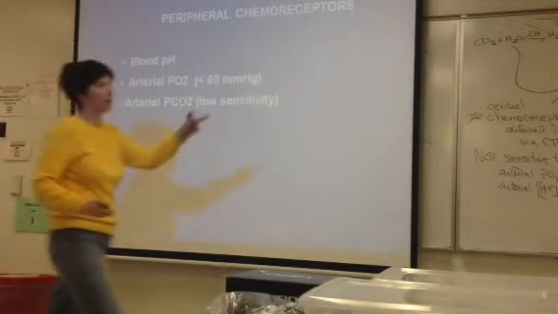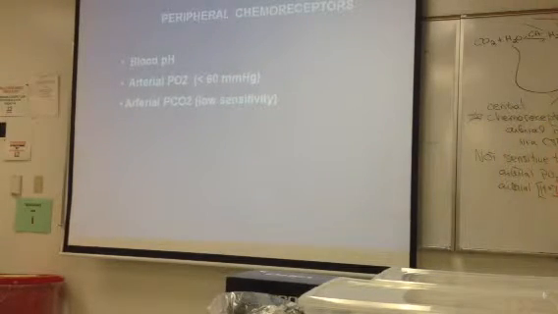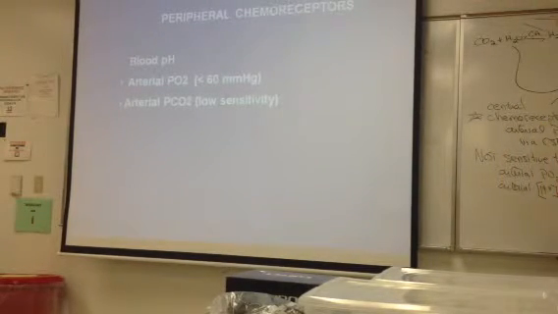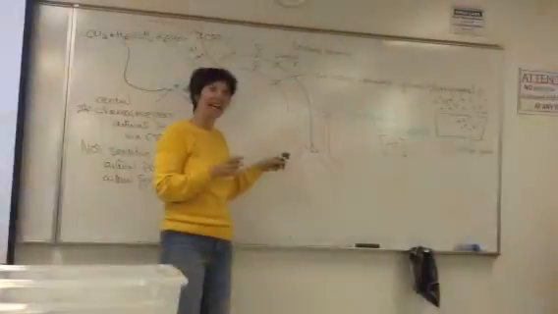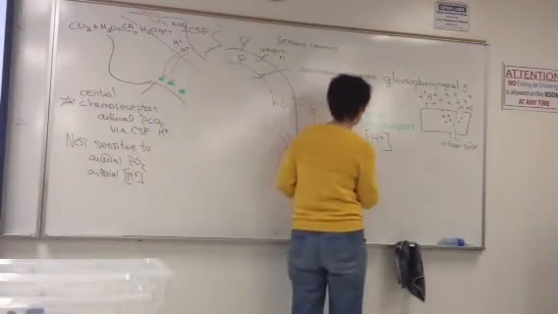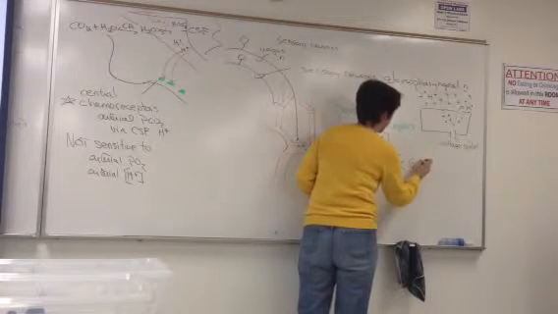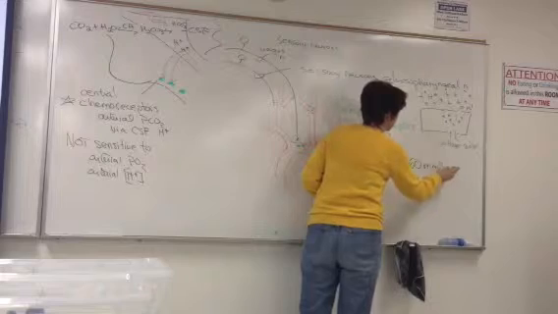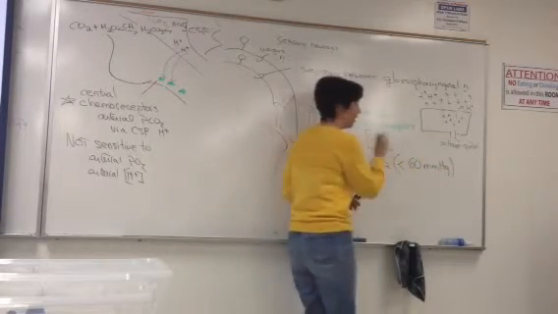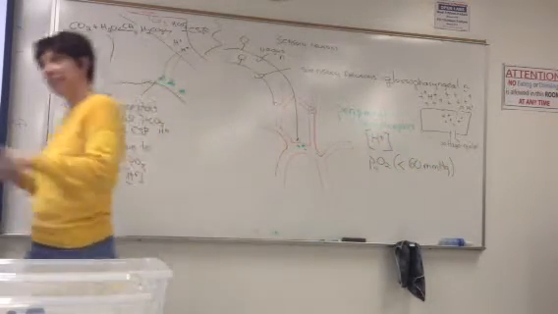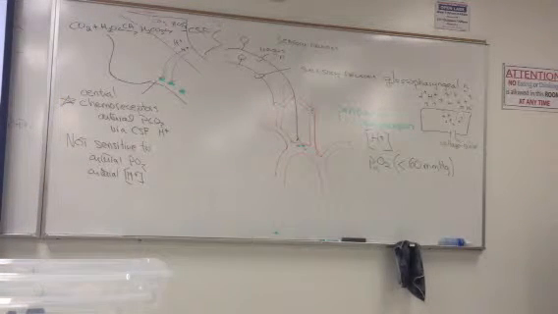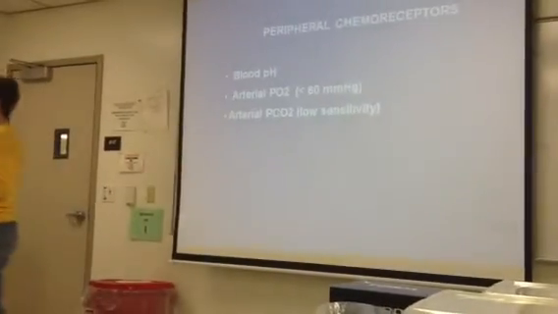Peripheral chemoreceptors are going to be dependent on the hydrogen ion concentration because they're in the blood already. There's no barrier to cross. So these are cells present in there already. And to the PO2 only if it is less than 60. This is arterial PO2. Remember, our venous PO2 is about 40. So we're talking arterial PO2. And PCO2 is not a factor.